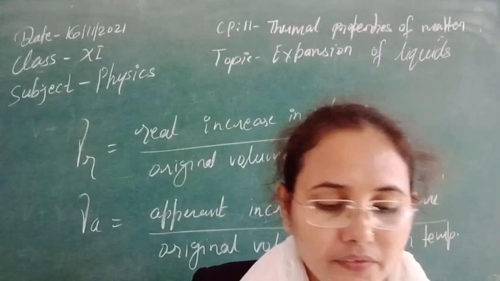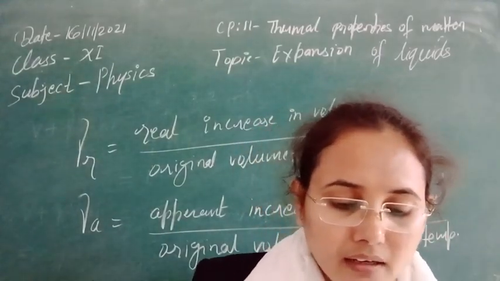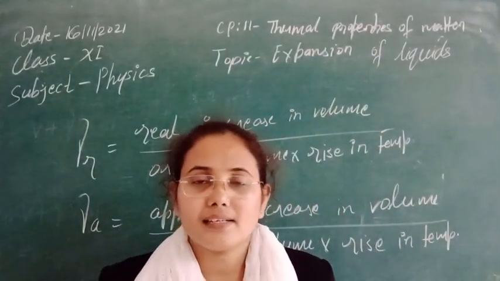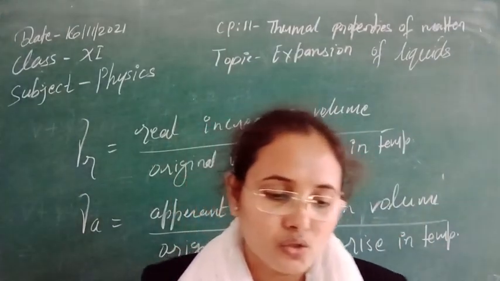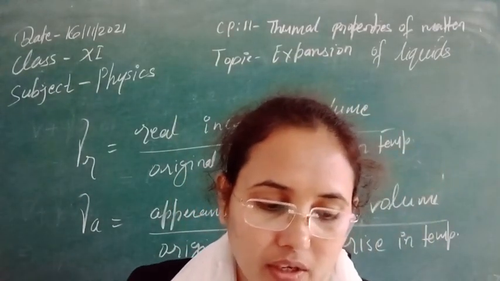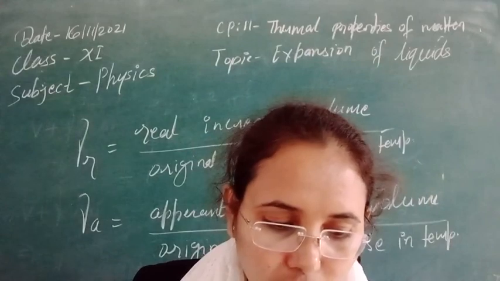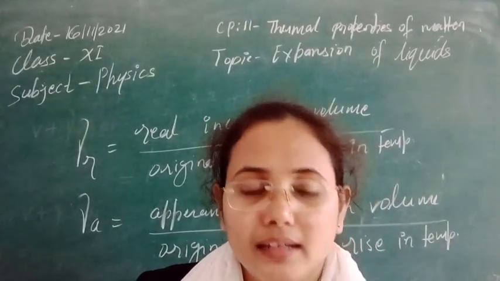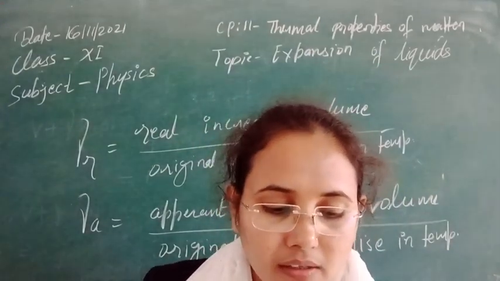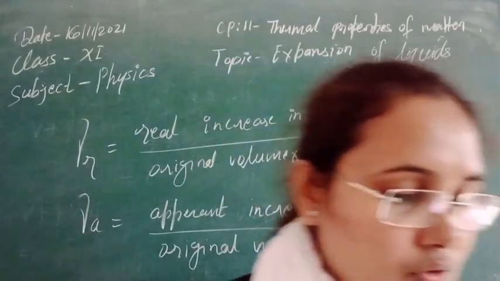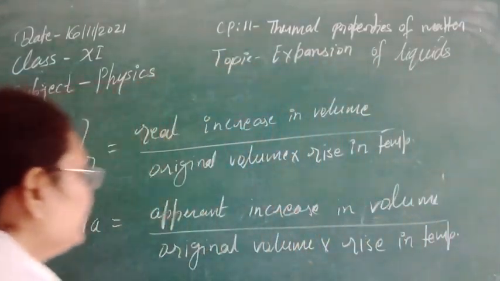Now next, for the case of water, it shows some anomalous behavior. So what is the anomalous expansion of water? The variation of the volume V of 1 kilogram of water with temperature is shown in this figure. So let's see the figure, after that we will discuss.